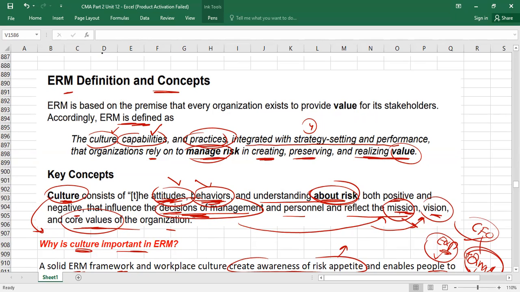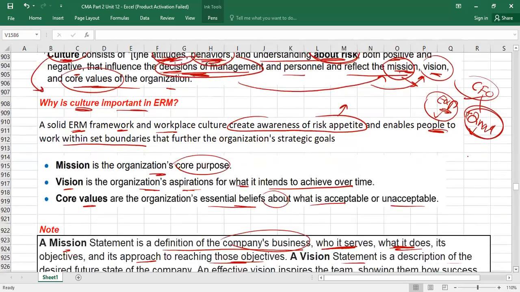Now I'm going to tell you the fourth component of the definition, which is called integrated with strategy setting and performance. This is the fourth thing I'm going to explain from the definition.